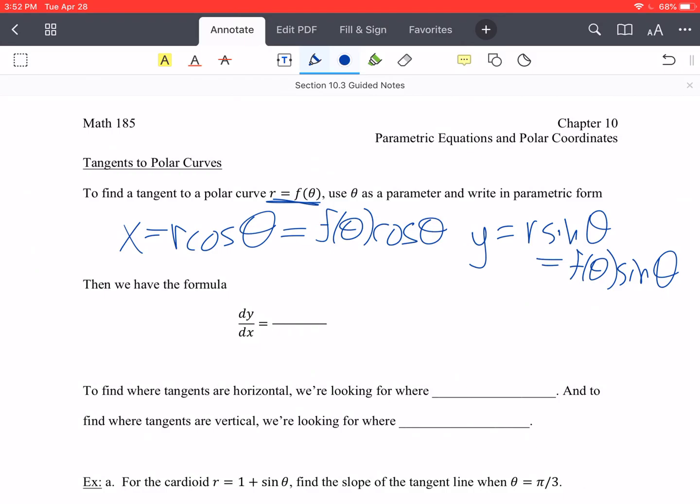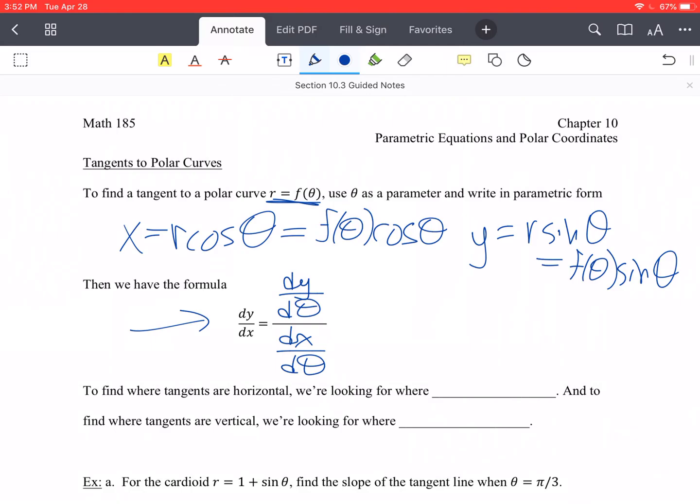So if we want to take the derivative, well, this formula that we're going to have here for the derivative is just like the one we had for regular parametric equations. So if you go back and look, you'll see it's the same thing as with t, except now it's theta instead of t. So dy dx is just going to be dy d theta, the derivative of y with respect to theta, over dx d theta, the derivative of x with respect to theta.